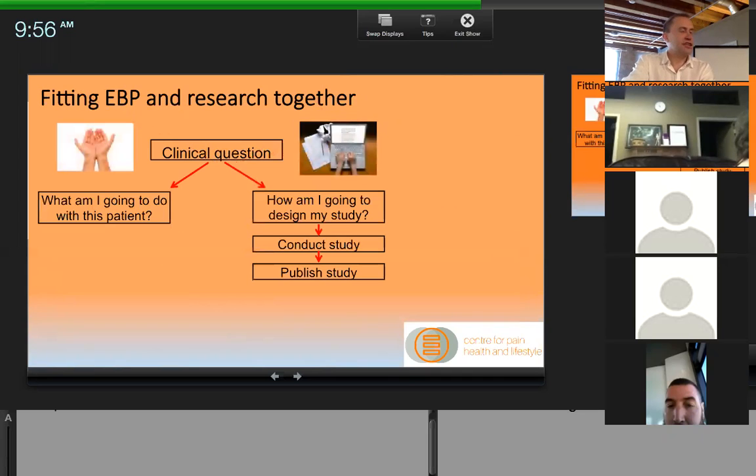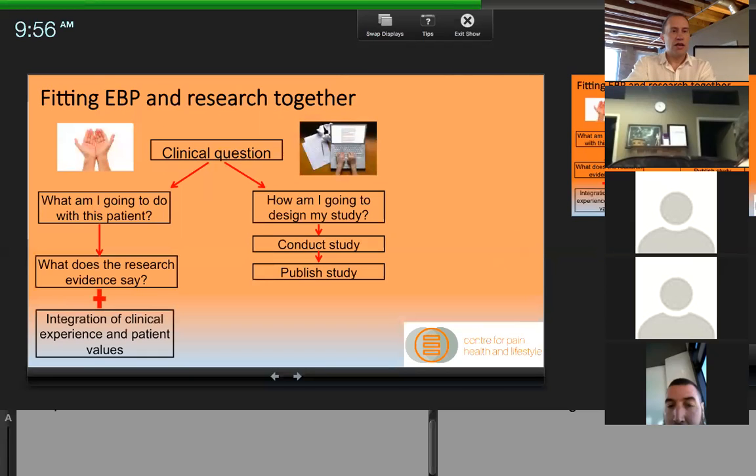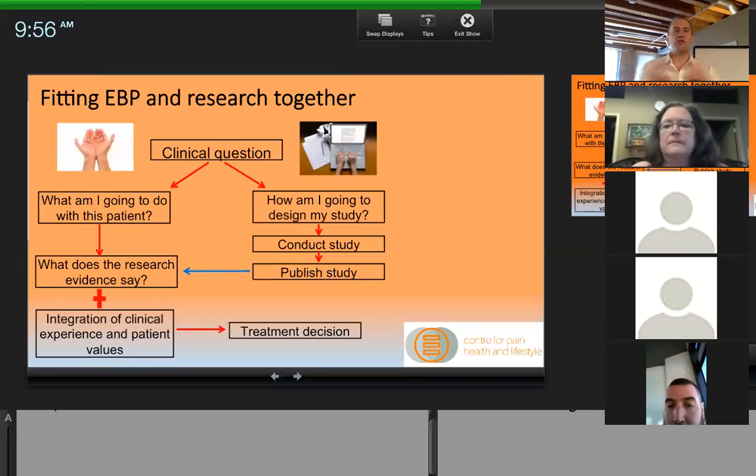The clinician's got a patient standing in front of them. They've got to answer a question: well, what am I going to do? So what they're going to do is say, what does the research say? And then they're going to integrate these other sources of information. And this is where things line up. Then we get a treatment decision that gets spat out at the end of it. So this all starts from a certain alignment of a clinical question, and that's why this is really fundamental to the process.